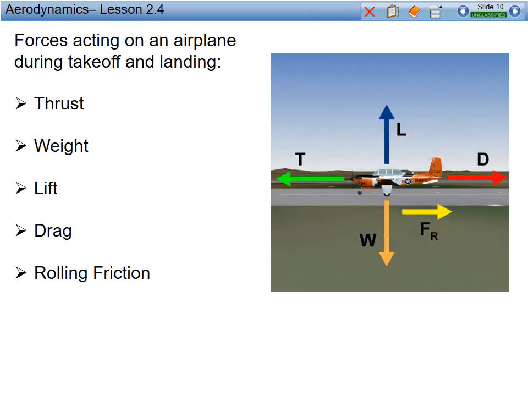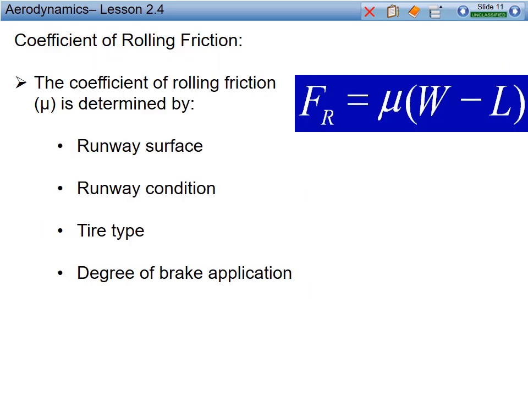Forces affecting an airplane during takeoff and landing. The four main forces of flight, thrust, weight, lift, and drag, are always acting on the airplane. But as long as the airplane is in contact with the ground, a fifth force of rolling friction will affect the airplane. Rolling friction is found using the equation to the right. The coefficient of rolling friction is determined by four things: runway surface, runway condition, tire type, and degree of braking application. That coefficient will affect how much rolling friction there is acting on the tires of the airplane.